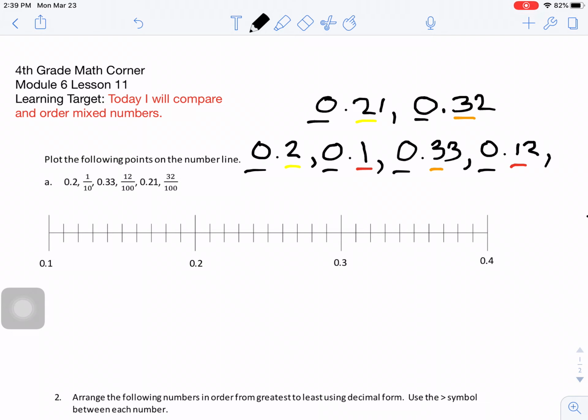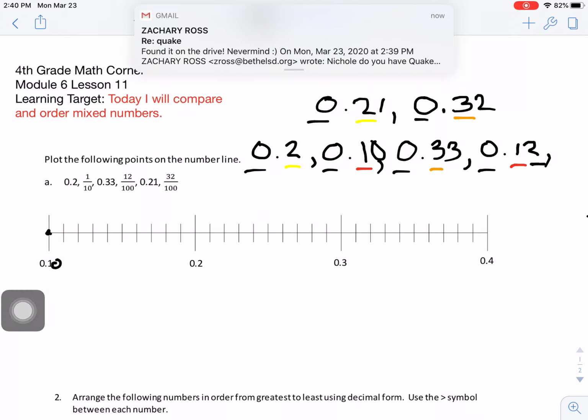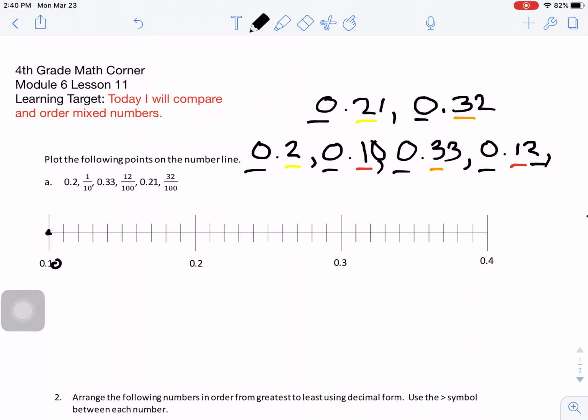They seem similar because they both have 0 ones, 0 and 1/10, but then I have to look at the hundredths place. That's the next place. In this number, there is a 2 in the hundredths place. In this number here, there's nothing in the hundredths place. So I'm going to put a placeholder, which is a 0, and now it is 10/100ths. I know that 10/100ths is less than 12/100ths, and I see that this is 1/10 or 10/100. So I'm going to put my dot there, and I'm going to label it 0 and 1/10.